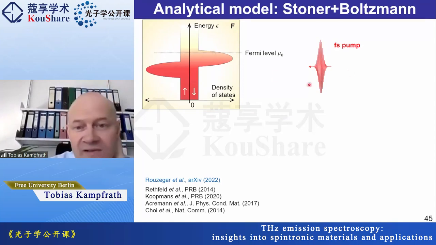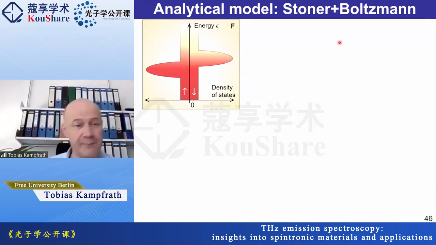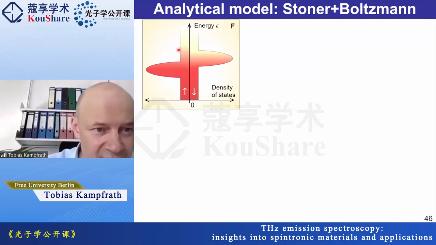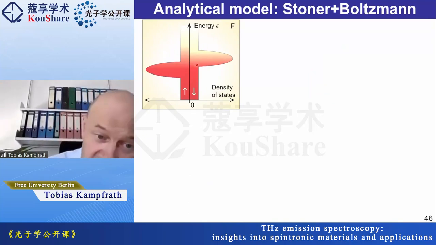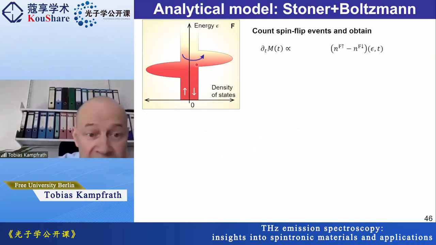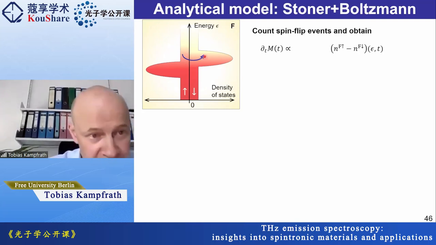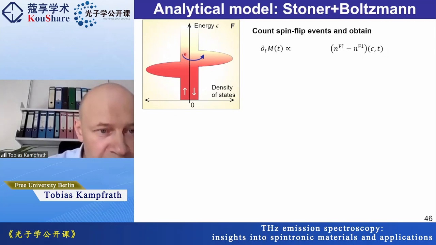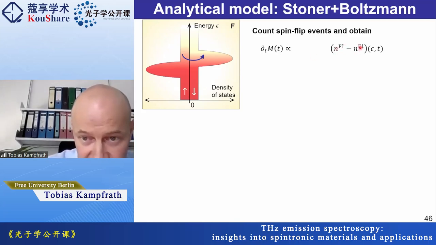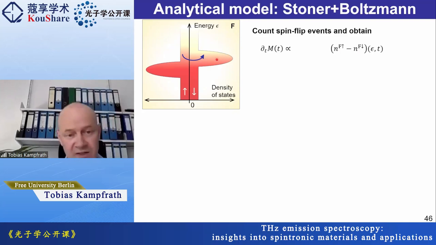Okay, so this is the Fermi level, and now we excite the system with a femtosecond pump pulse. This means we reshuffle the energy and the populations of the electrons. And what happens now? Well, we are interested in ultrafast demagnetization. And ultrafast demagnetization means we get a spin flip from spin up to spin down states, for example, shown here. And the probability of such a process is proportional to the occupation number of the spin-up state minus the occupation number of the spin-down state, as shown here. So the occupation number of the up state minus the down state is proportional to the probability that we get the spin flip event here.